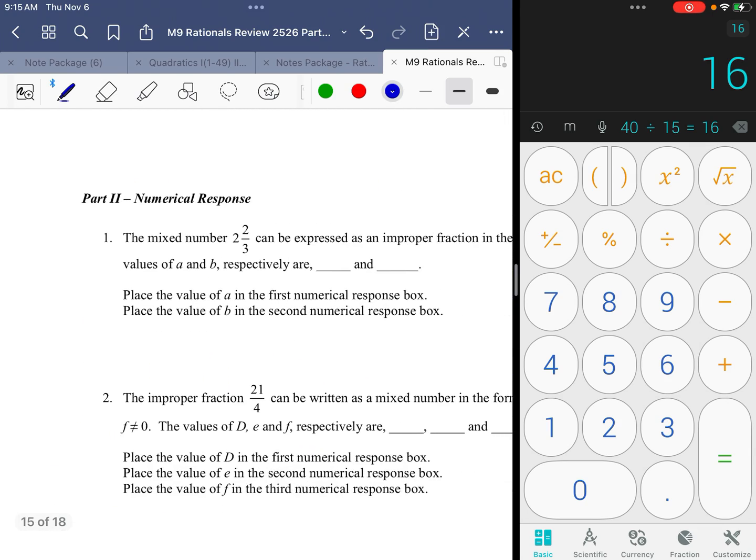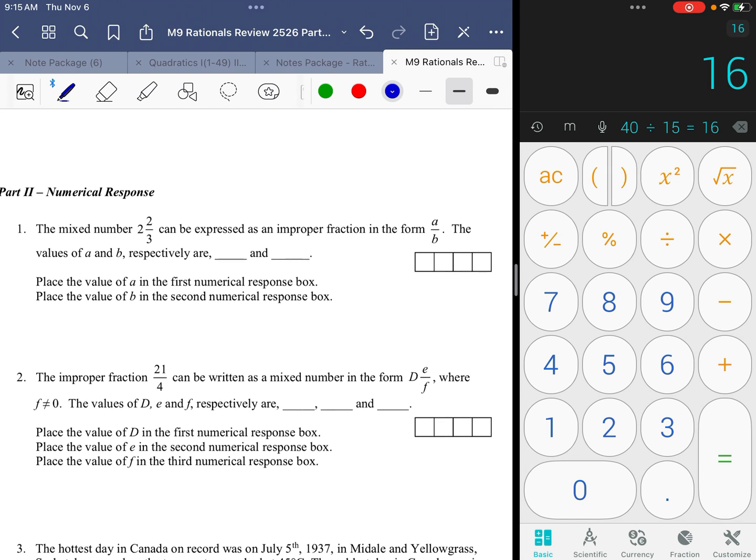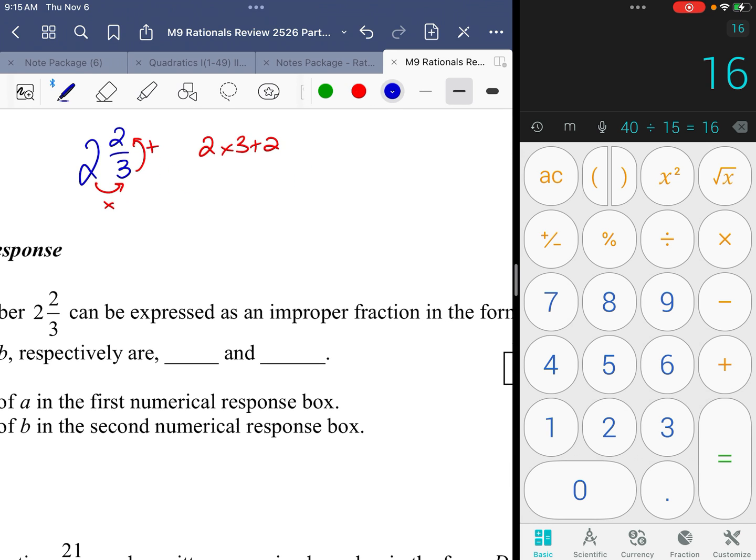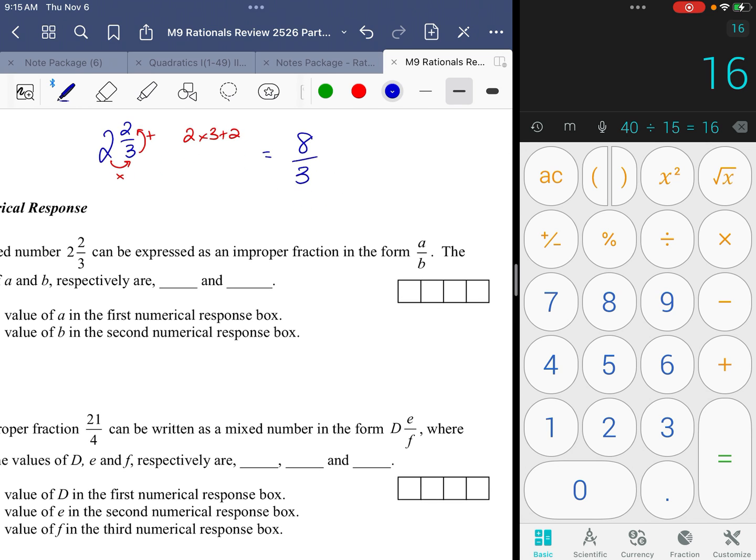Let's zip over to the numeric response, and we'll do these ones pretty quick. Again, you can pause these videos as necessary and just rewatch the solution. So the mixed number can be expressed as an improper fraction. So we're looking at 2 2/3. If you multiply the denominator and then add the top, so 2 times 3 plus 2, that gives me 8/3. So the tricky part here might be to put them in correct order. So it says put the numerator and then the denominator. So the answer would be 83.